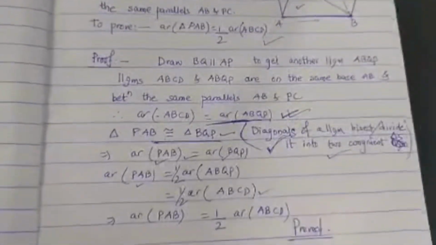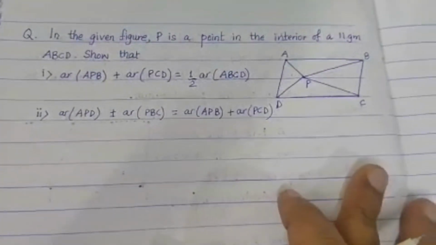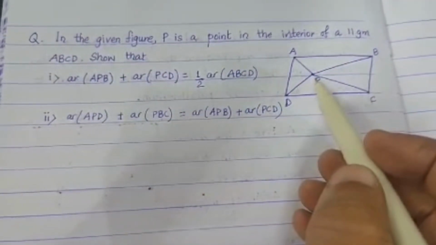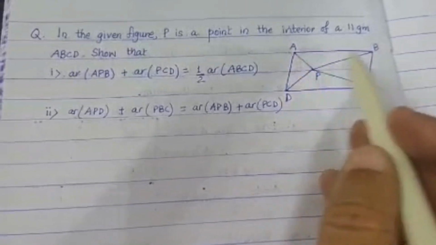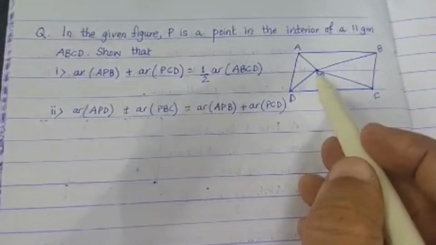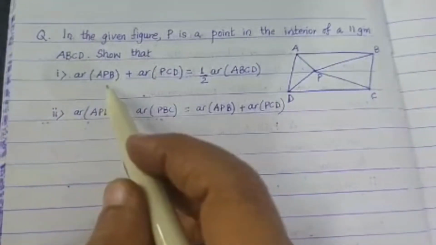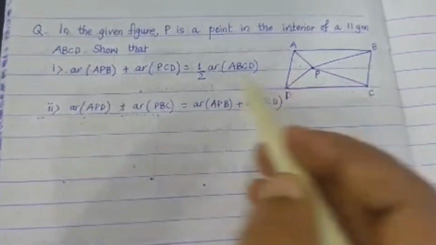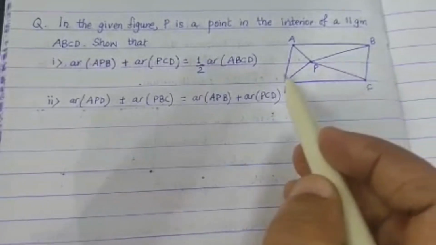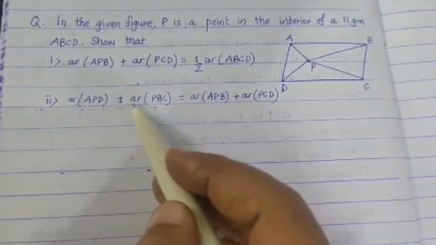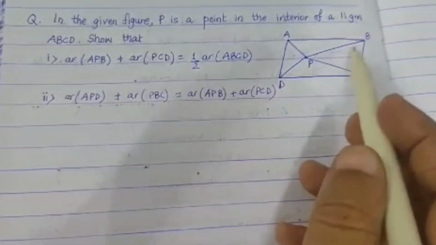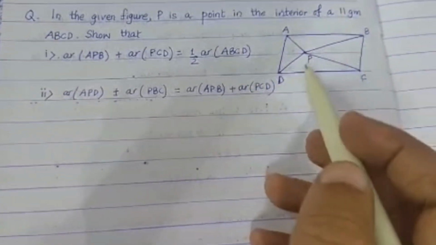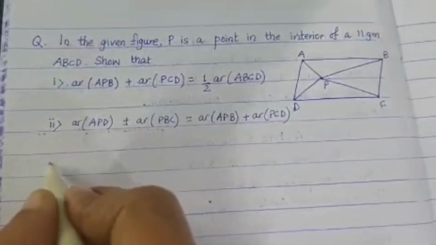So let's now move on and solve one question. In the given figure, P is a point in the interior of a parallelogram ABCD. We have to show that area APB plus area PCD is equal to half of area ABCD. Second one is area APD plus area PBC is equal to area APB plus area PCD. We will solve it.